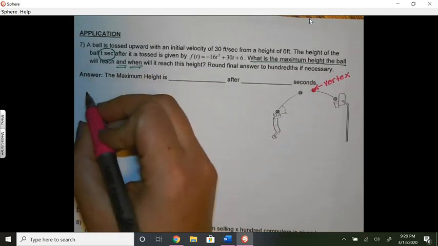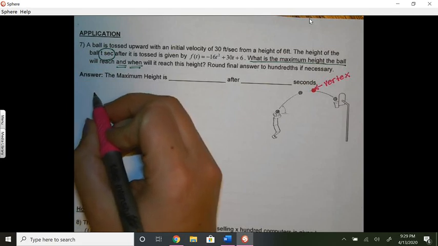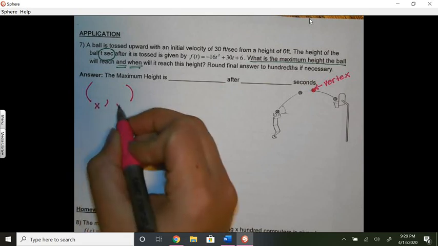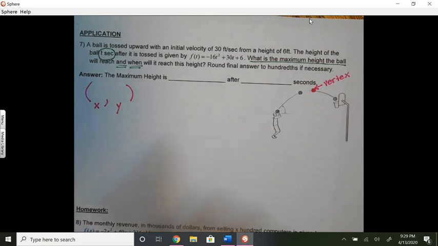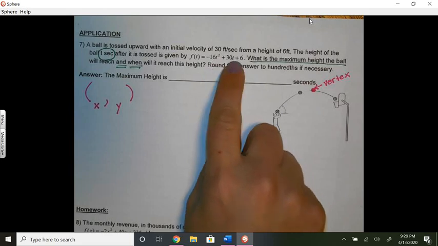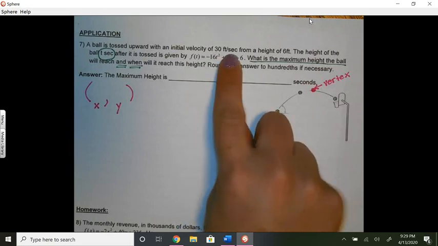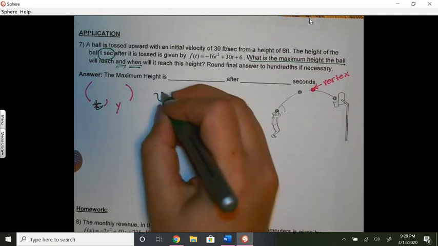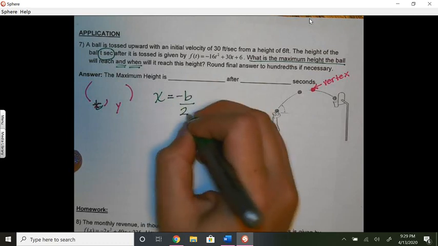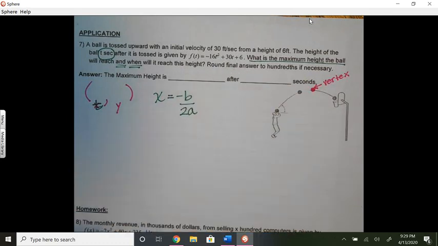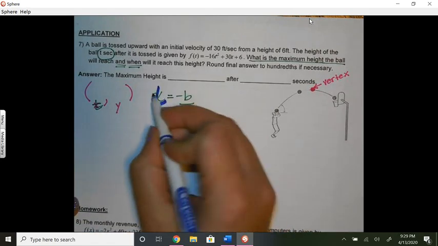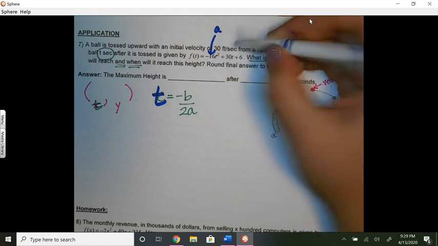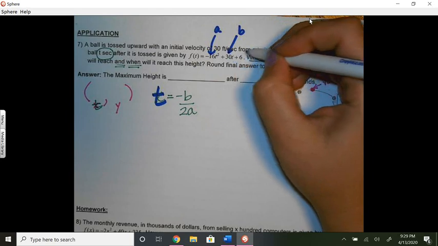So the formula we learned for the vertex is, when we want to find the ordered pair for the vertex, we have x and then we have y. But in this problem, instead of x, we have t. So instead of negative 16x squared, like we're used to seeing, instead of x, it's t. So normally to find x, we do negative b over 2a. So again, instead of x, the variable in the problem is t. So that's why I'm putting a t here. So then a is negative 16, b is 30, and c is 6.